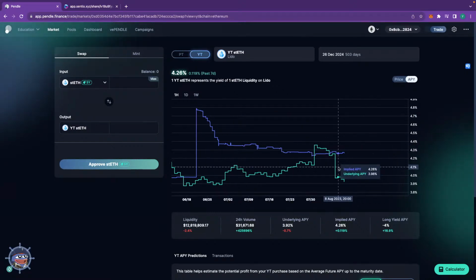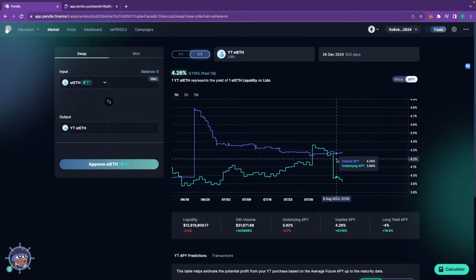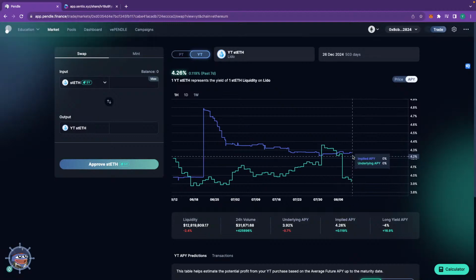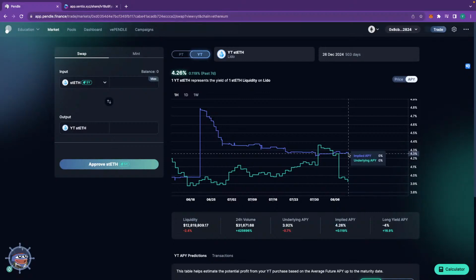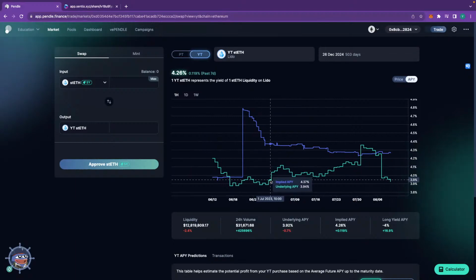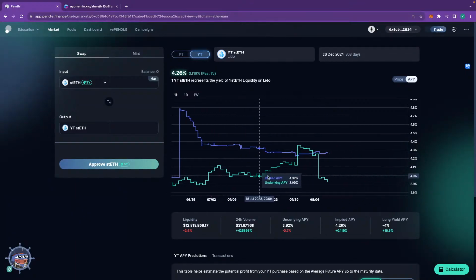So if I have to pick a side, I would say this is a pretty good case for getting a fixed yield of 4.26% on stETH for 500 days, because in general, other people in other markets have been pricing stETH yield to be lower. And personally, I do think such a fixed yield for 500 days is very good for stETH, especially when you're just getting 4% and below nowadays on stETH.